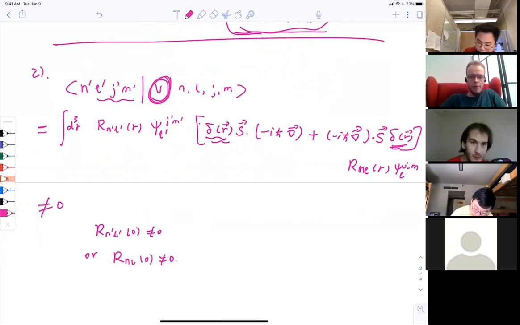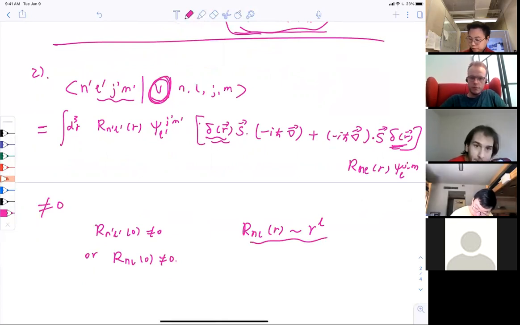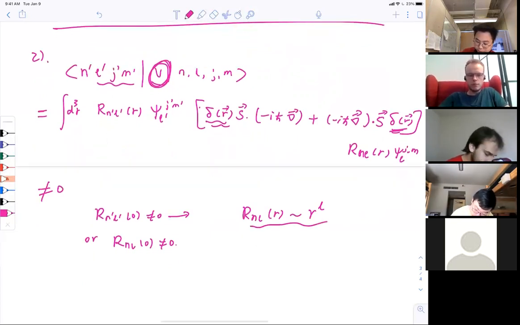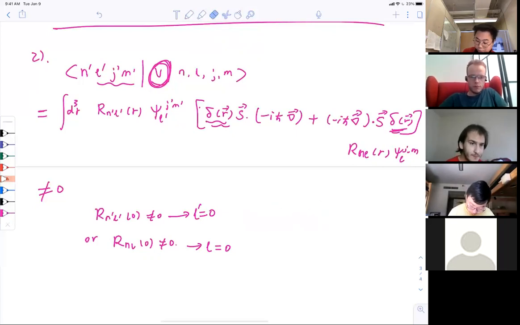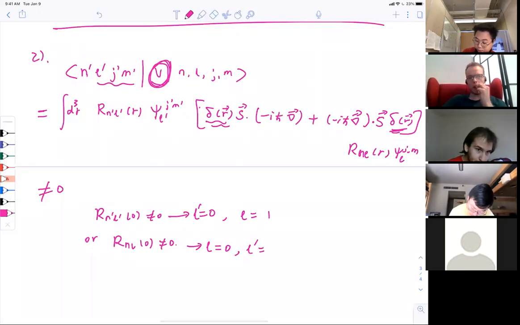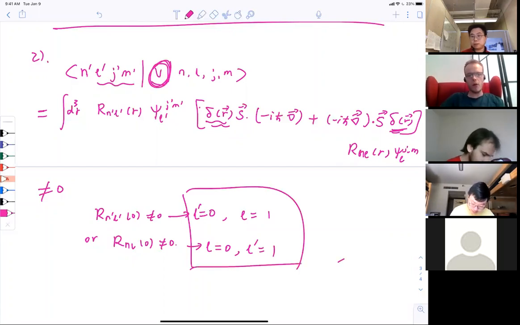On the other hand, we know this guy looks like this. The radial wave function looks like this. So this implies L is 0. This guy implies L prime equal to 0. This guy implies L equal to 0. If your L prime equal to 0, then your L must be 1. This guy implies L prime must be 1. So there are only 2 possibilities.